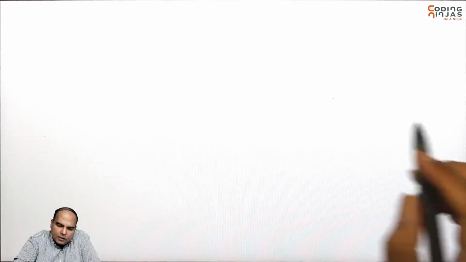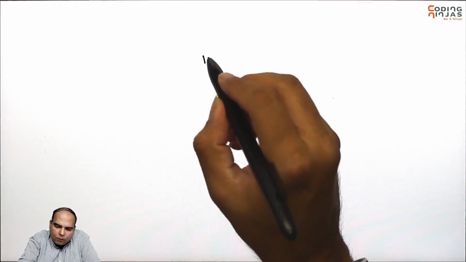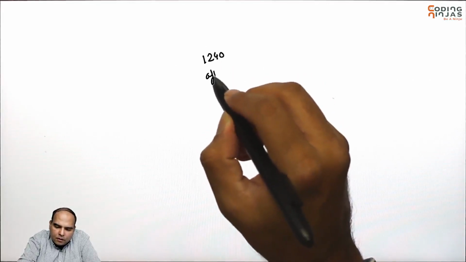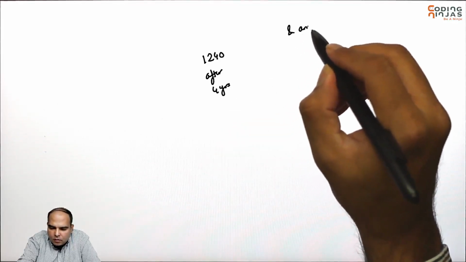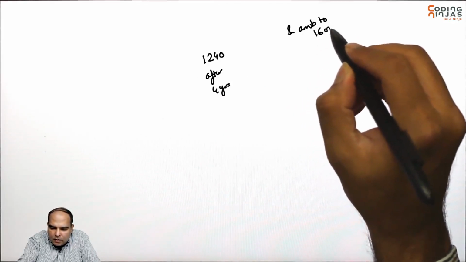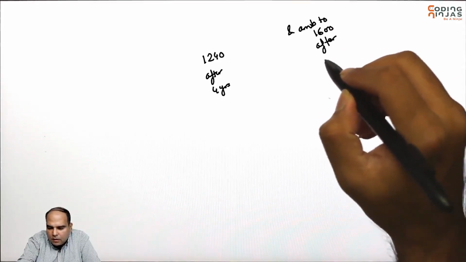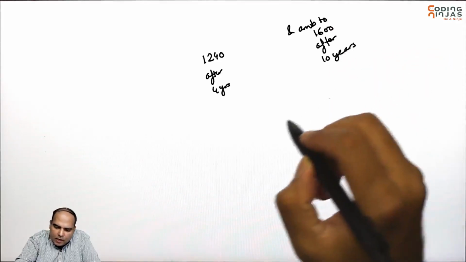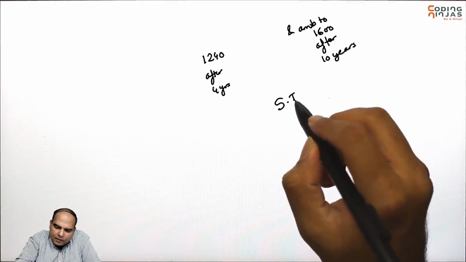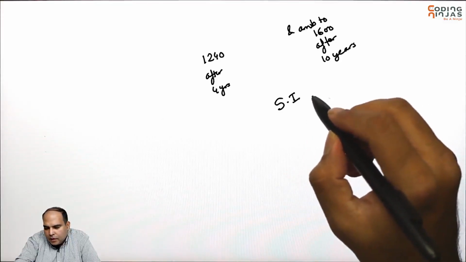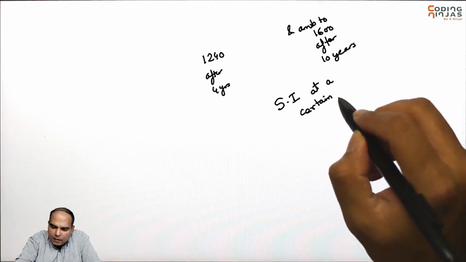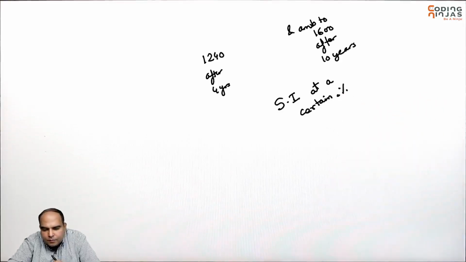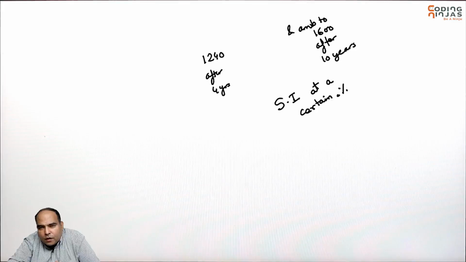So if I give you another question like this: a sum of money amounts to 1240 after 4 years and amounts to 1600 after 10 years, and the money is invested in a simple interest scheme at a certain rate of interest per annum. So what is the amount? What is the annual interest? What is the rate of interest?